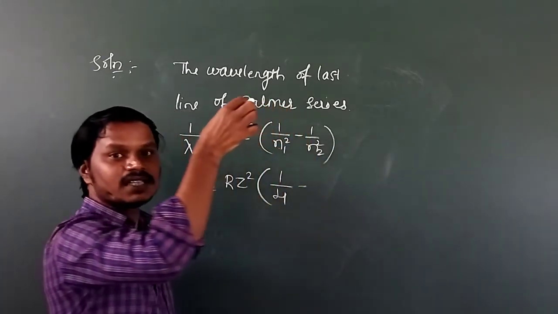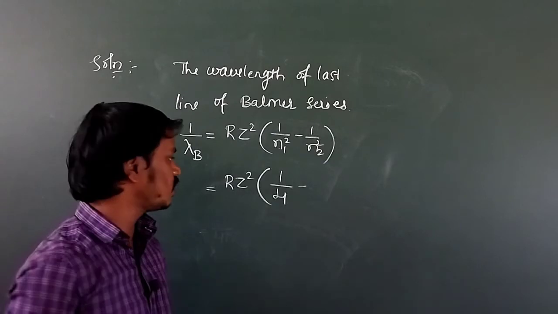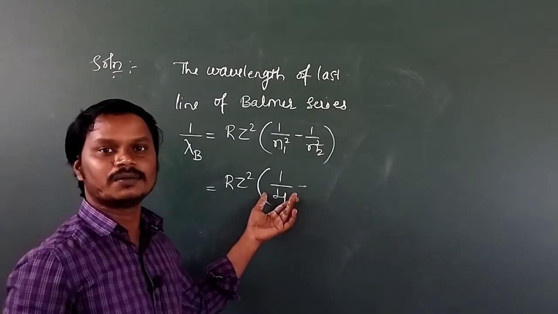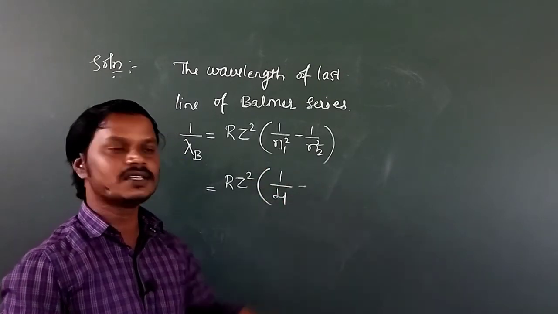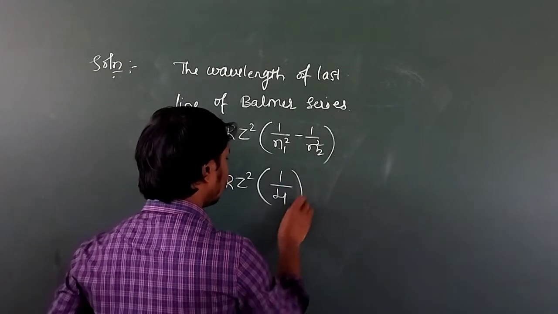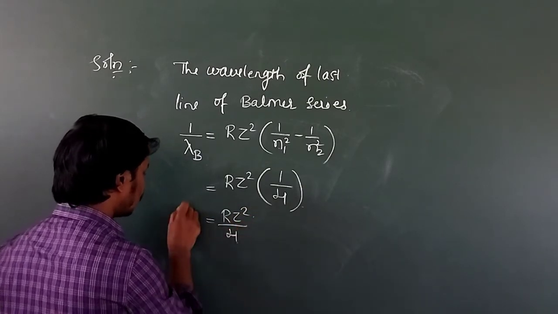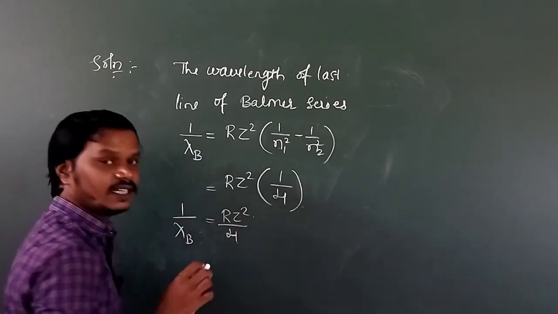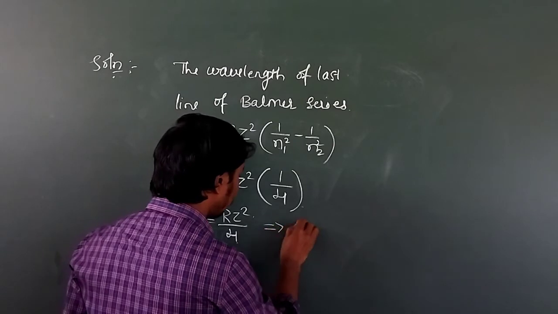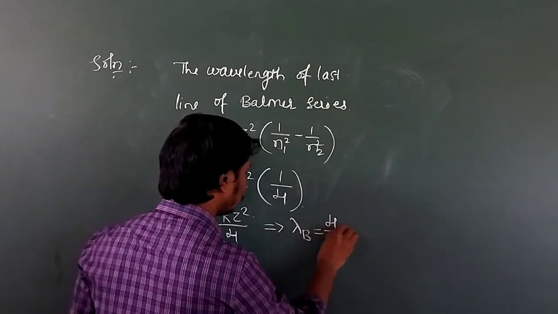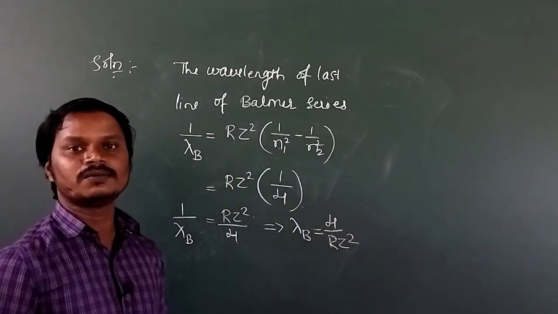So last line means the transition from the infinite orbit to the ground orbit. The ground orbit in the Balmer series is the second orbit. Its square is 4. Then 1 by 4 minus 1 by infinity. 1 by infinity is 0. Then I will write it as R Z square by 4. This is 1 by lambda B. But we need lambda B, the wavelength of the last line of the Balmer series. That is lambda B is equal to 4 by R Z square, just interchanging the numerators and denominators on both sides.